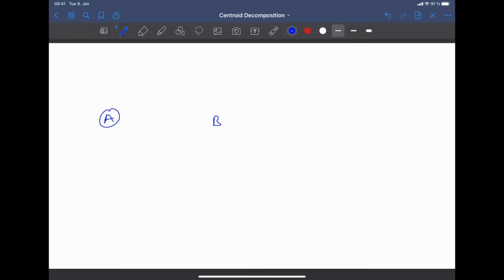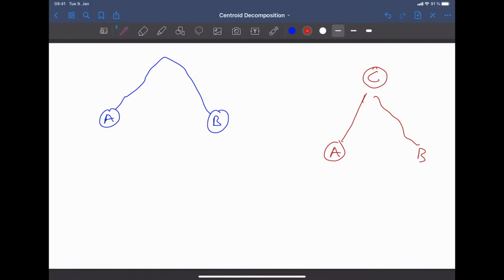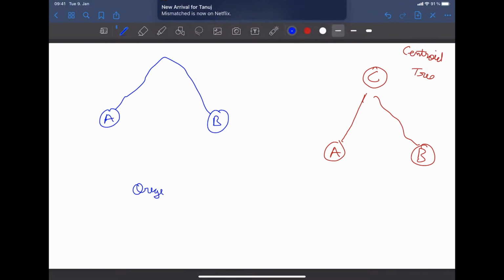Another way to look at it is, suppose A and B were there in the original tree and there was some path. Suppose C is the LCA of A and B in the centroid tree. Like this is the centroid tree and this is the original tree. So what is the significance of the fact that C is the LCA of A and B in the centroid tree?